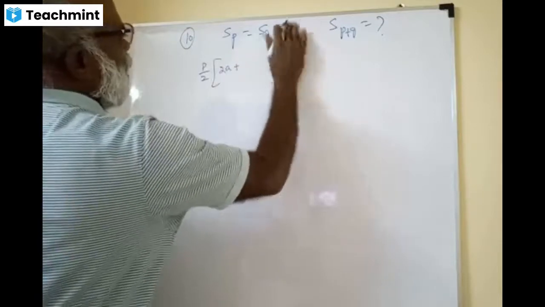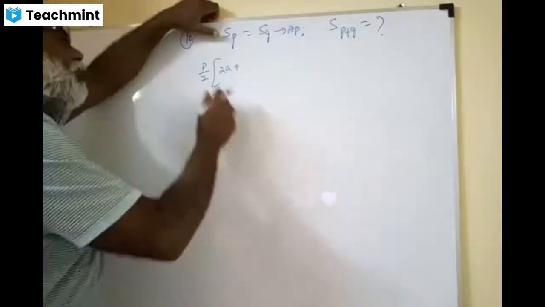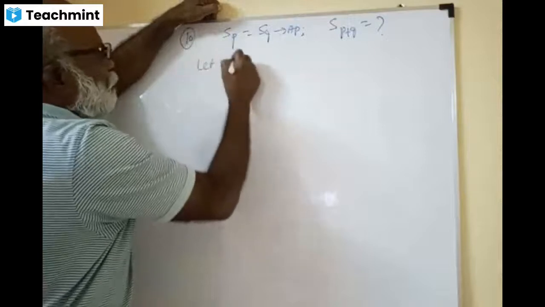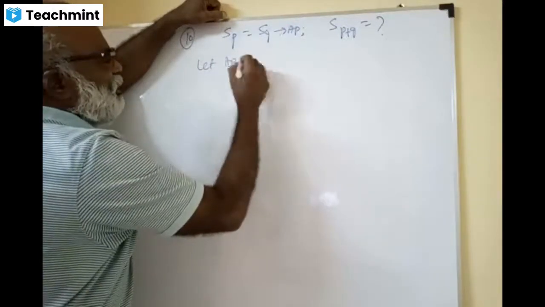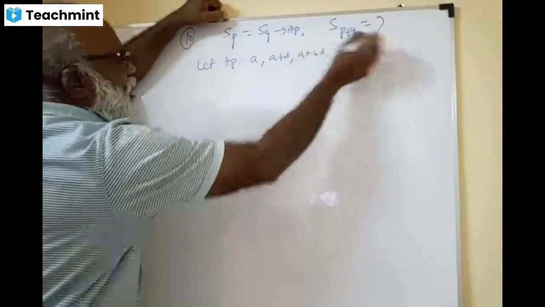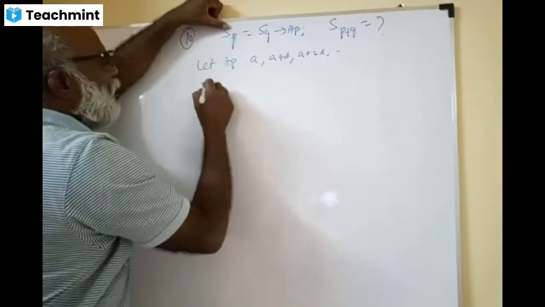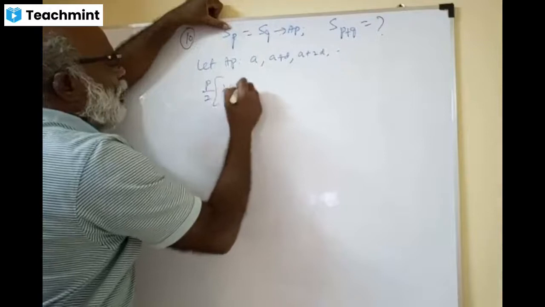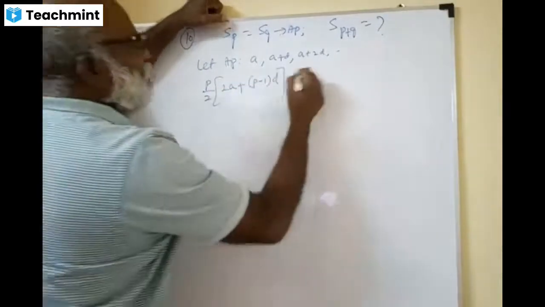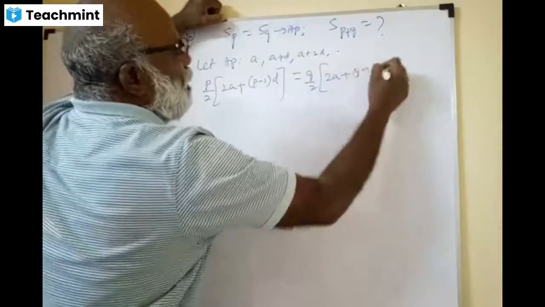He's talking about an AP, right? Then S of P plus Q is what? Let the AP be A, A plus D, A plus 2D, and so on. Therefore, the first term is A and the common difference is D. SP has the formula P by 2 into 2A plus P minus 1 into D. Yes or no? SQ is Q by 2 into 2A plus Q minus 1 into D.